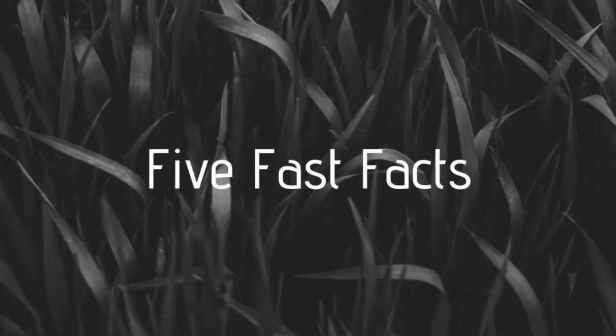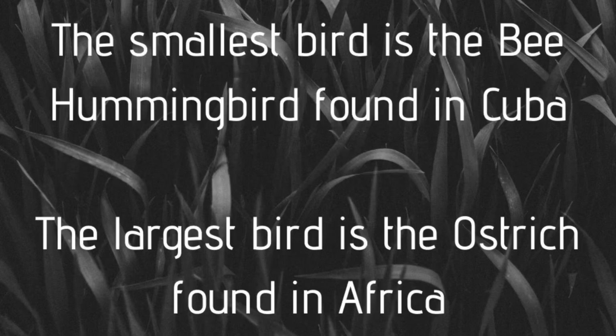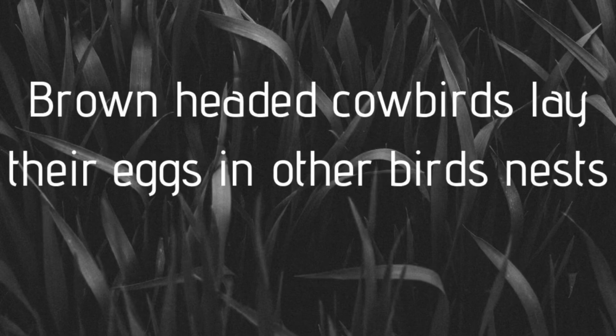Alrighty everyone, now it's time for our 5 fast facts. The Arctic tern has the longest migration of any bird. The smallest bird is the bee hummingbird, and you can find it in Cuba. The largest bird is the ostrich, and you can find these in Africa. The brown-headed cowbird lays their eggs in other birds' nests.